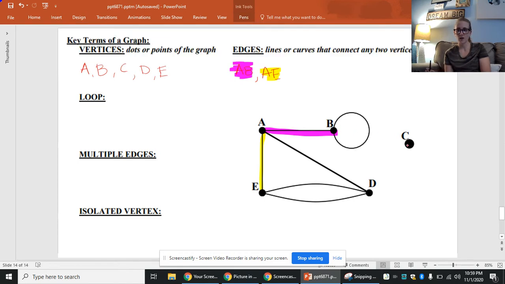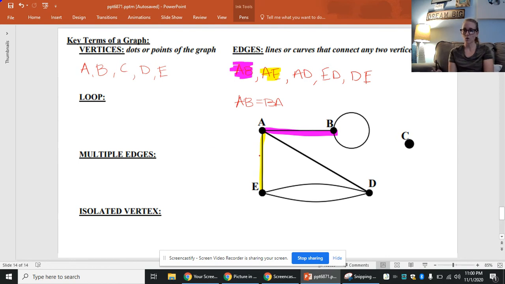And then you have AD. You have E to D. And then we also have D to E. For the most part, the way that you name them, order does not matter. So you could call AB BA, and it would be the same thing. So those two things are the same. They are equal to each other. You can use them interchangeably, and that's fine.